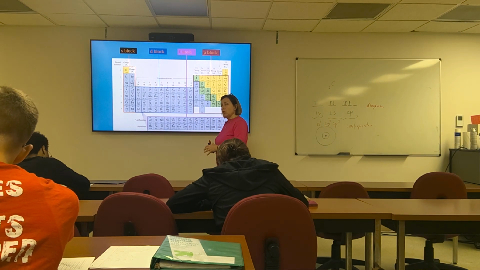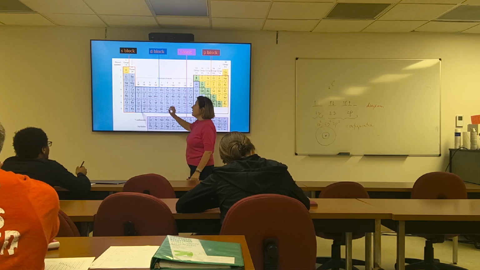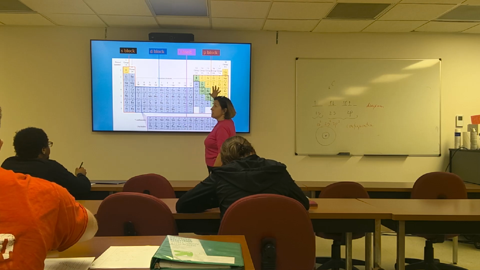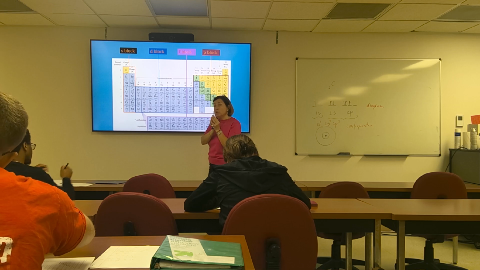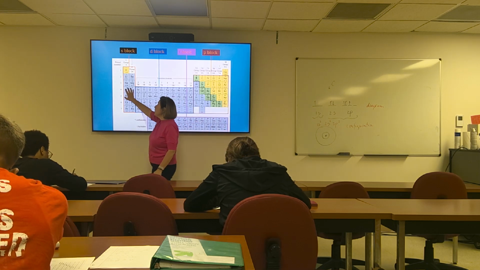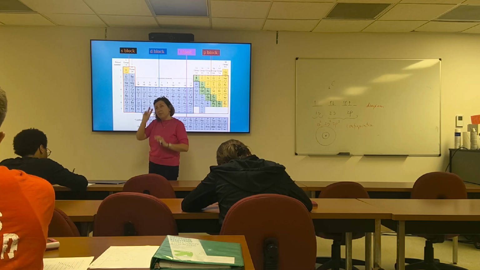Figure out how to write the electron configurations based on the periodic table. If you look at the periodic table, you're going to notice that it's split in blocks, 4 different blocks, each one belonging to the type of orbital where the valence electrons of these elements are located. Not all the electrons, just the valence electrons.